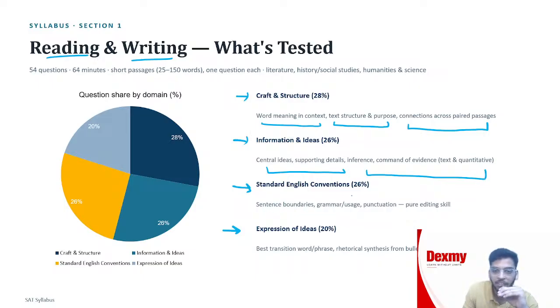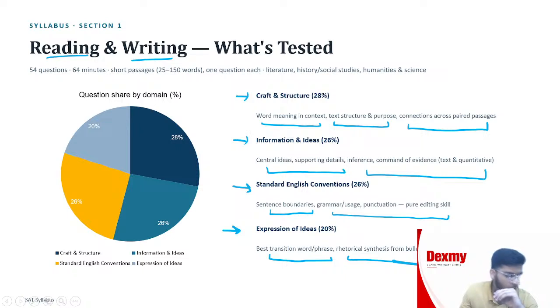Then standard English conventions, which is 26% also: standard sentence boundaries, grammar usage, punctuation, pure editing skill, like this. And expression of ideas, 20%: best transition word, rhetorical synthesis with bullet notes, like this. In this, the weightage is very different from the mathematics part. It is 28, 26, 26, 20, so it is divided almost equally across all the parts.